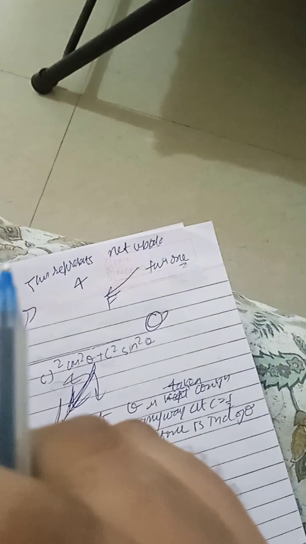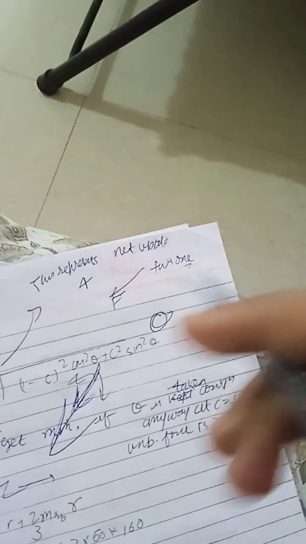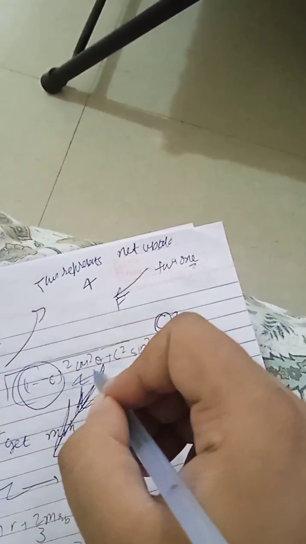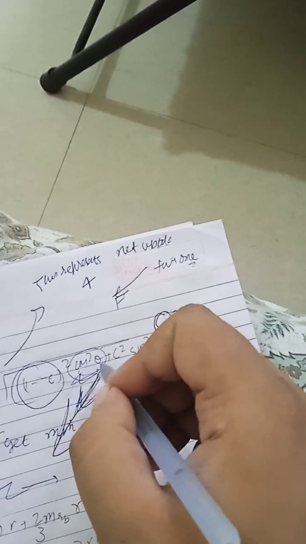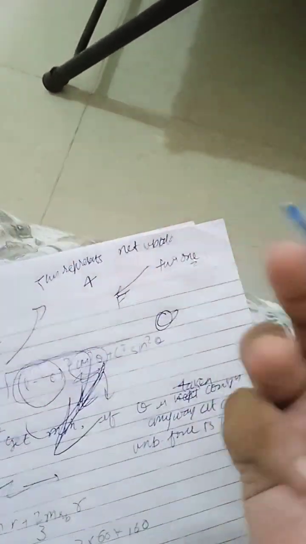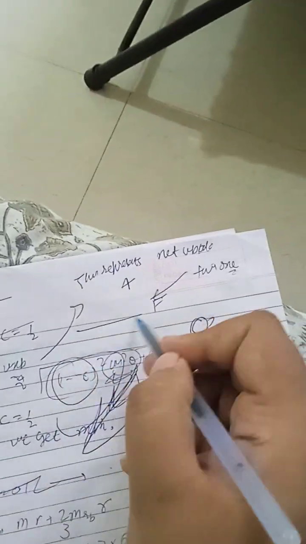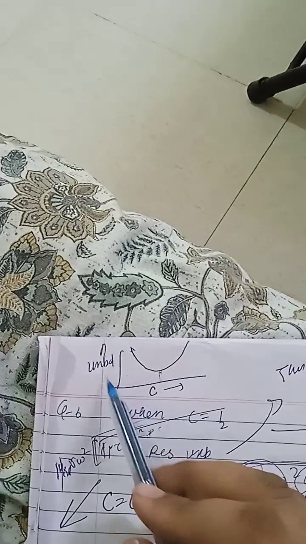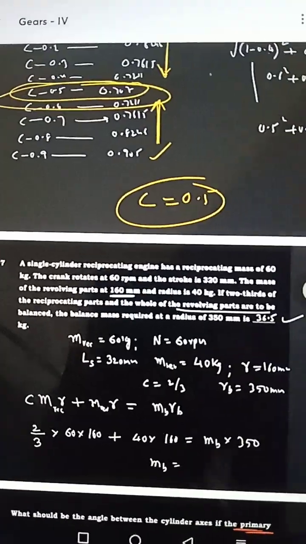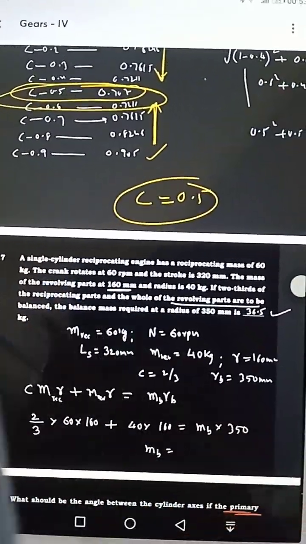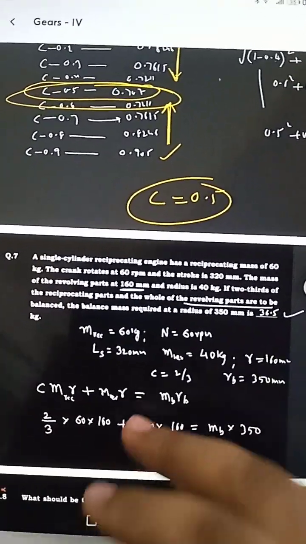PK have derived it by putting values. You take c square as theta constant, and you put different values of c. The curve goes like this: unbalanced force against c, minimum at 0.5. So this is the 7th question, which we have done many times, so you can easily do it.